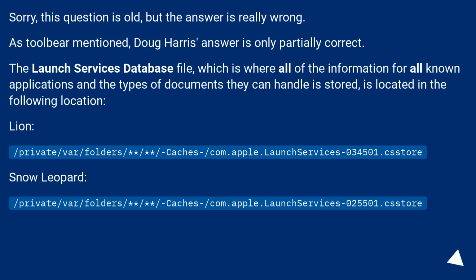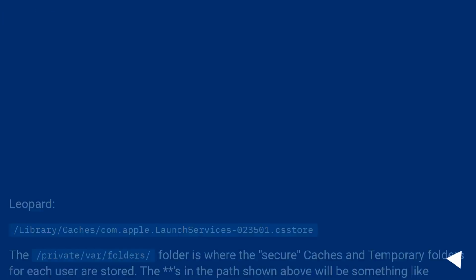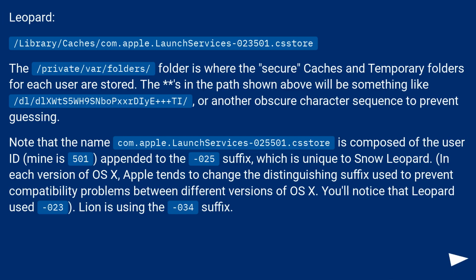Lion: /private/var/folders/.../com.apple.LaunchServices-034501.csstore. Snow Leopard: /private/var/folders/.../com.apple.LaunchServices-025501.csstore. Leopard: /Library/Caches/com.apple.LaunchServices-023501.csstore.